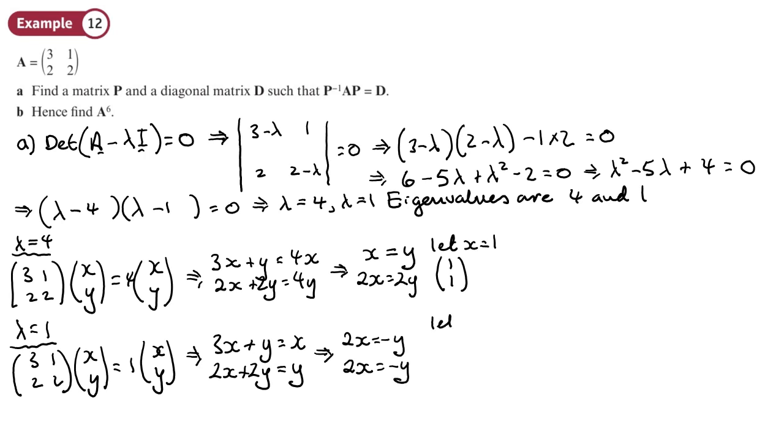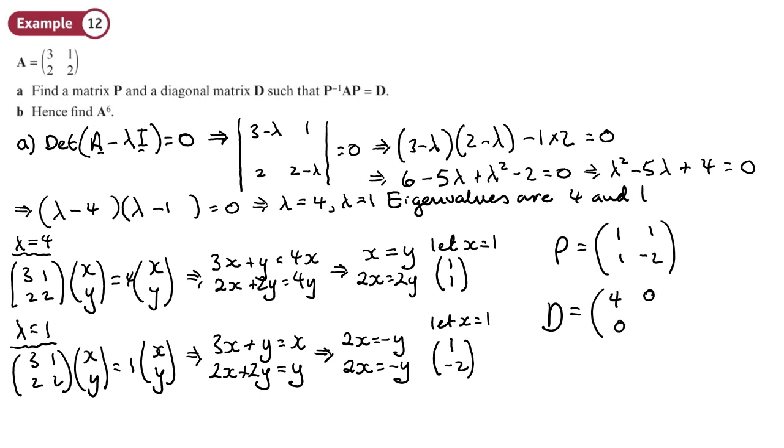So if I let x equals 1, I'll end up with the eigenvector of 1, minus 2. Okay, so now I'm ready to write down what D and P are. So P will be 1, 1, my first eigenvector, 1, negative 2. And my diagonal matrix D is going to be my first eigenvalue, so that was 4. And then my second eigenvalue, which was 1 here.